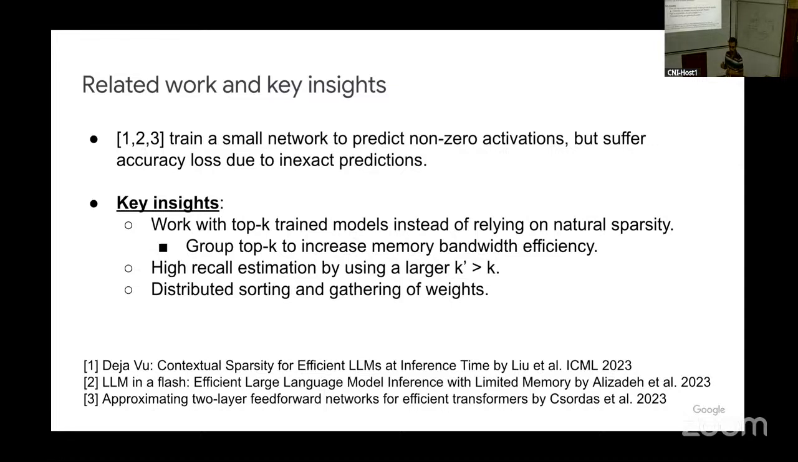So even if you are not precise, even if this k prime has a lot of spurious things, you're not going to suffer in terms of quality. You will suffer maybe a bit in terms of latency, but that latency hit is still acceptable compared to losing quality by enforcing exactly picking the top k.